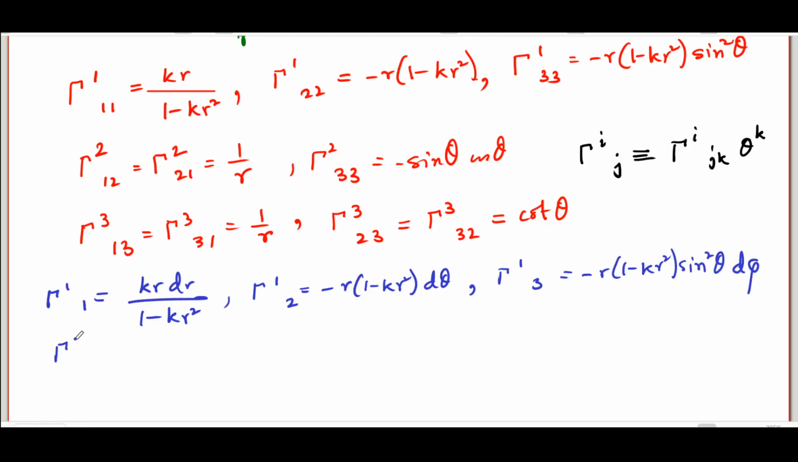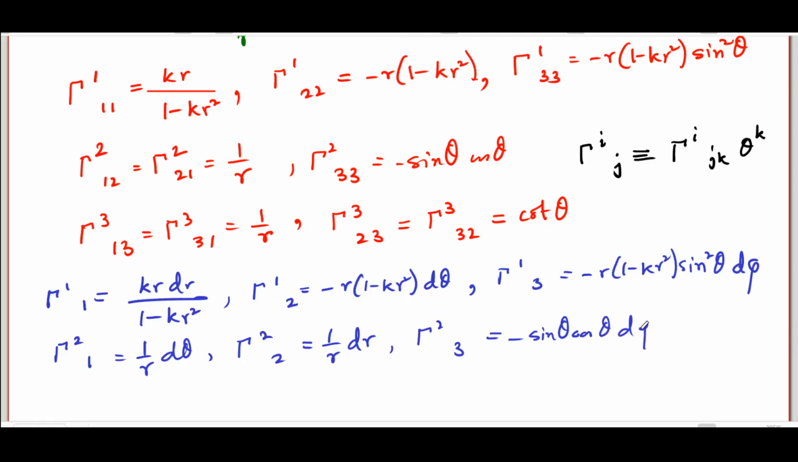Well, let's continue. Gamma 2, 1. There's only one connection coefficient with 2, 1 in this position. That's gamma 2, 1, 2. So that's 1 by r d theta. Gamma 2, 2 will come from this term, 1 by r dr, because that's gamma 2, 2, 1 theta 1. So that's dr here. And gamma 2, 3 will come from this, minus sine theta cosine theta times theta 3, that's d phi.